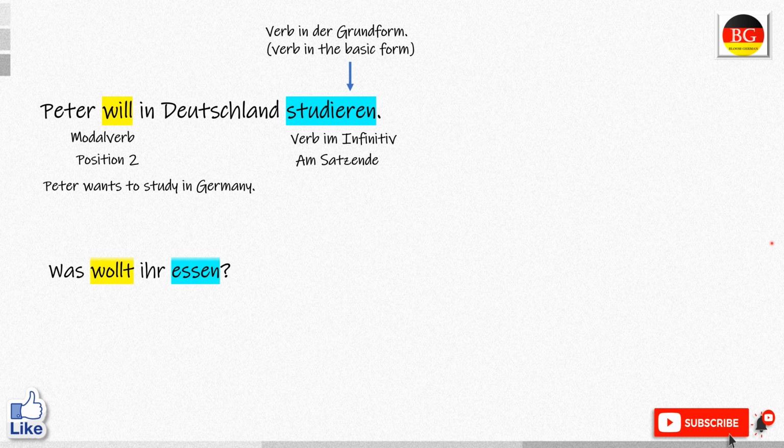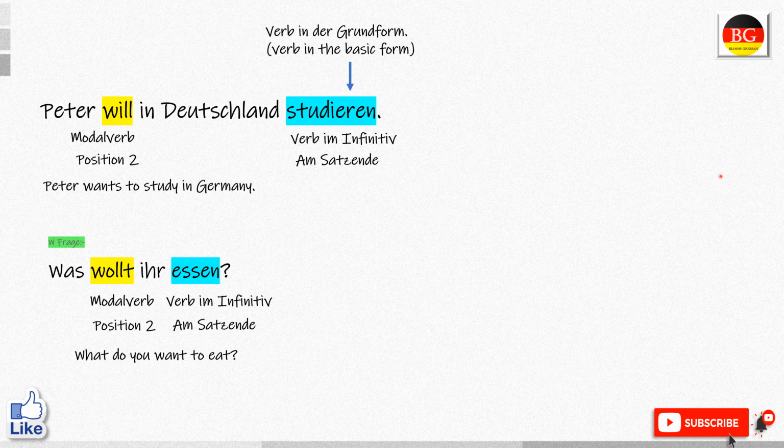Let's see how to frame the Wh Frage. Was wollt ihr essen? What do you want to eat? So the rule is WH word plus modal verb in conjugated form plus subject plus object if any plus the main verb in the infinitive form. So the modal verb comes in position two and the main verb comes at the Satzende. This is how we can frame the Wh Frage.